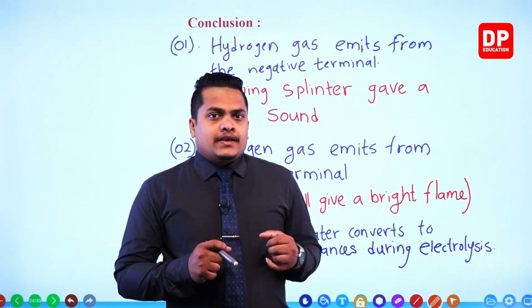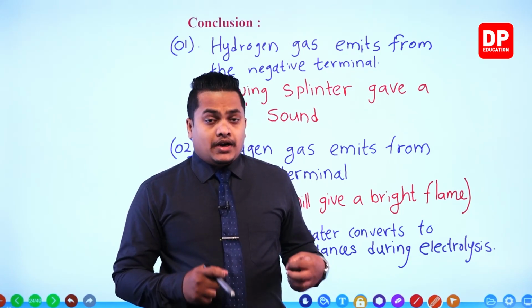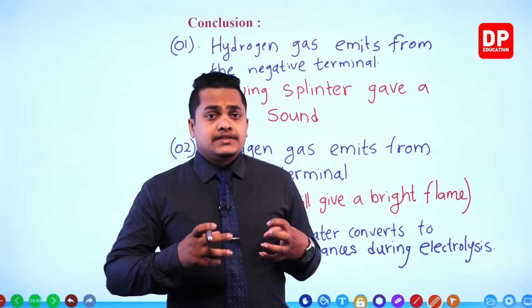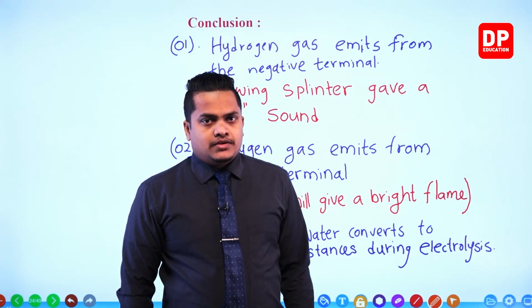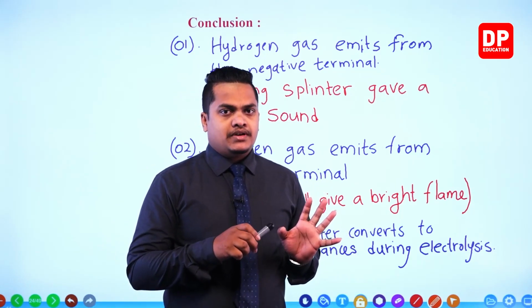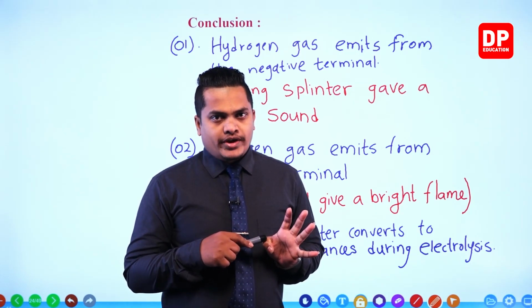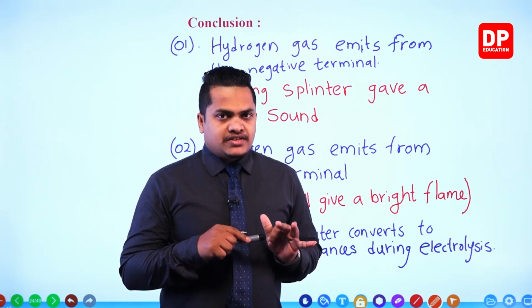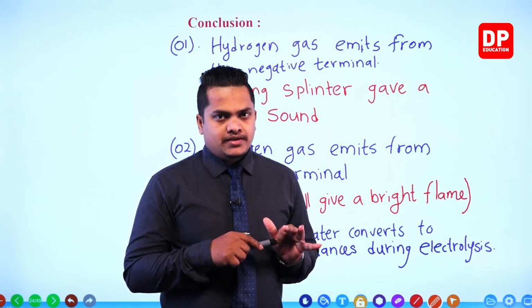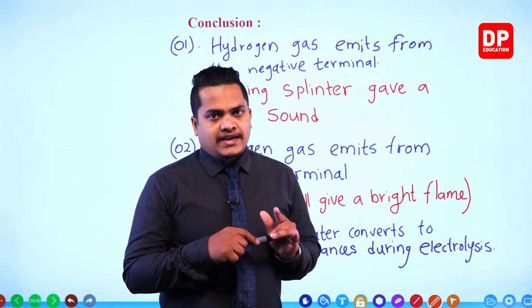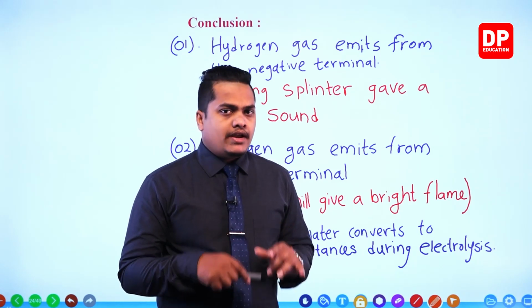So here we can break down a water molecule into two simpler parts by the process of electrolysis. Once again, my dear children, remember these things. At the negative terminal, hydrogen gas is going to be emitted. At the positive terminal, oxygen gas is going to be emitted. And water is breaking down into simpler substances like oxygen gas and hydrogen gas.